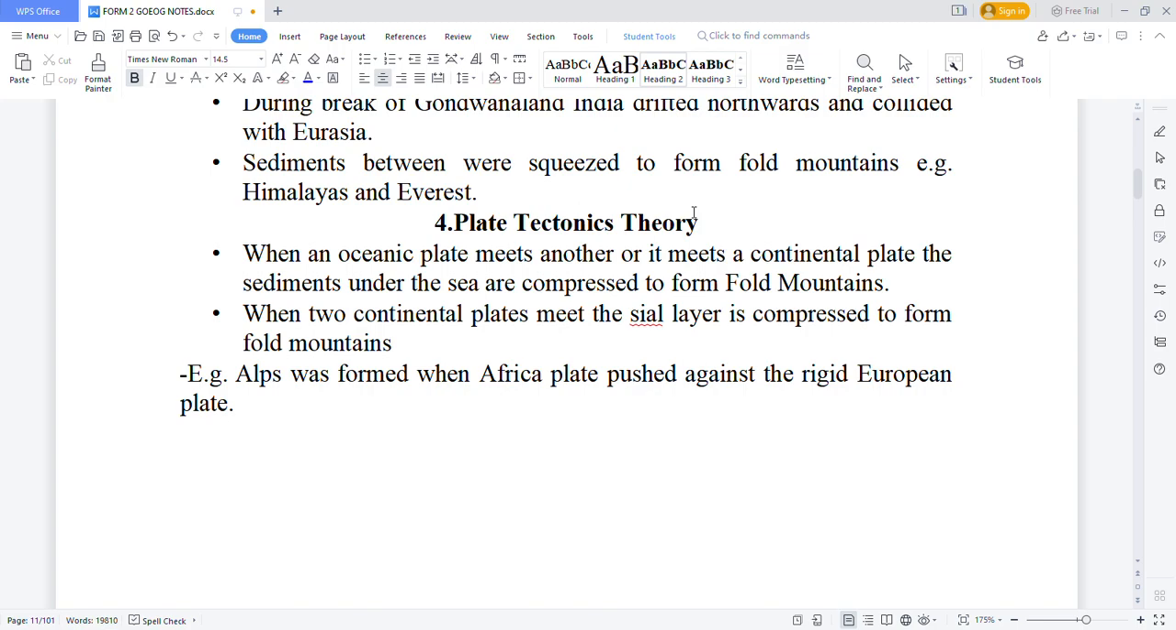Then you have plate tectonic theory. It states when an oceanic plate meets a continental plate, the sediments under the sea are compressed to form fold mountains. When two continental plates meet, the sedimentary layer is compressed to form fold mountains. E.g., the Alps were formed when the African plate pushed against the rigid European plate.